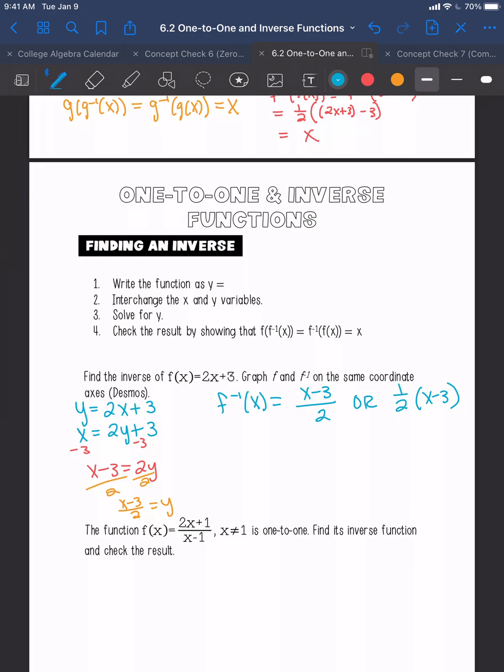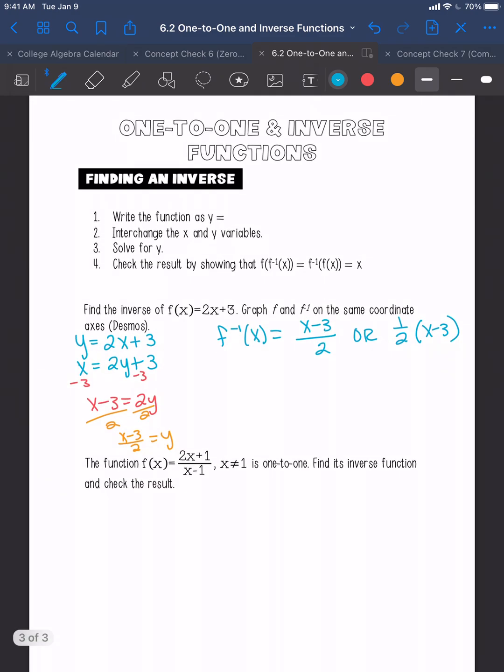And if we looked at those graphs, you would see that any ordered pair on the original, the inverse would have them just flip-flopped, the x and the y.